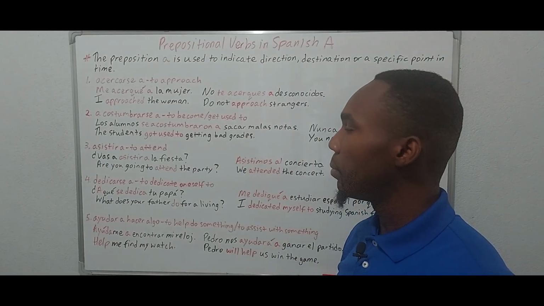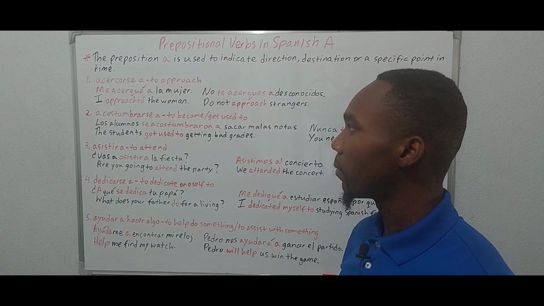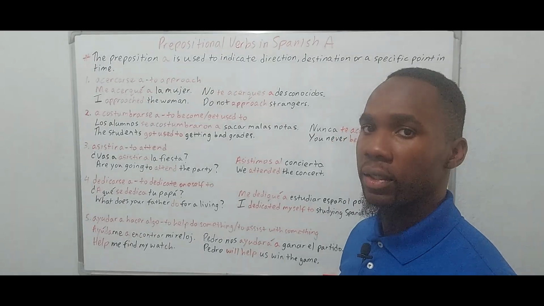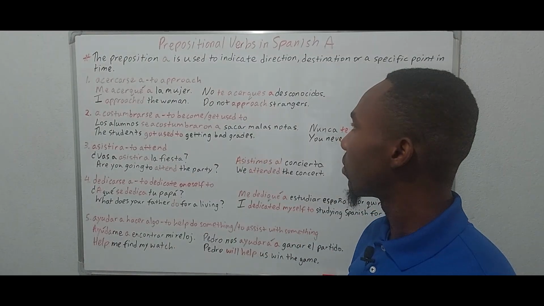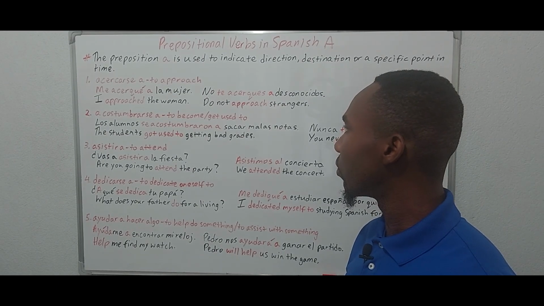So, el primer verbo, acercarse a, to approach. Me acerqué a la mujer. I approached the woman. No te acerques a desconocidos. Do not approach strangers.